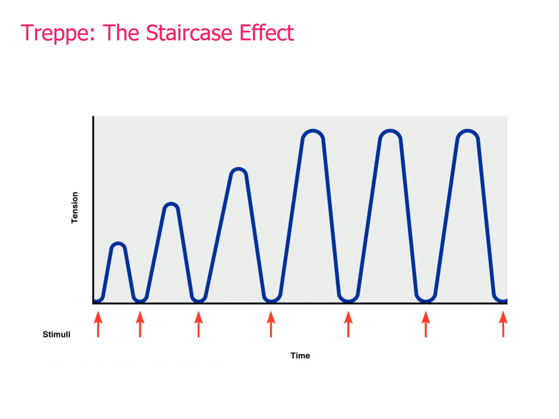So I'll have to look later what was on it. In any case, this is what you see with the staircase effect, or treppe. The stimulus is given here initially, and you get this kind of force generated, tension. The same size stimulus is given right at the end of the period of relaxation, and it generates a higher tension due to two characteristic features.